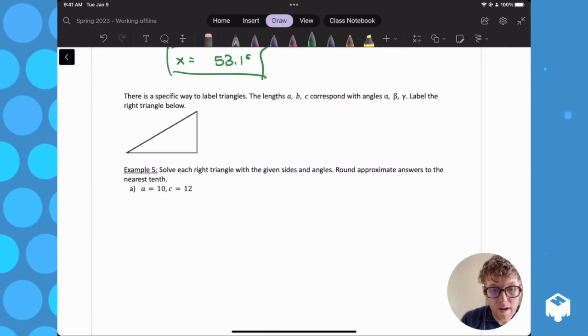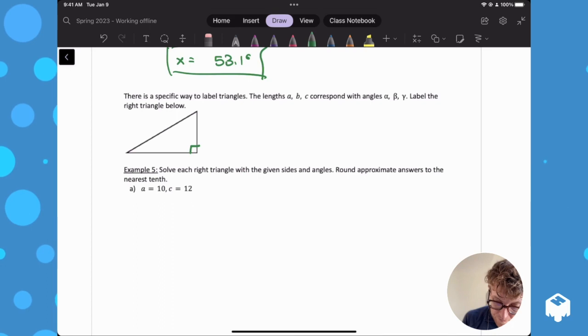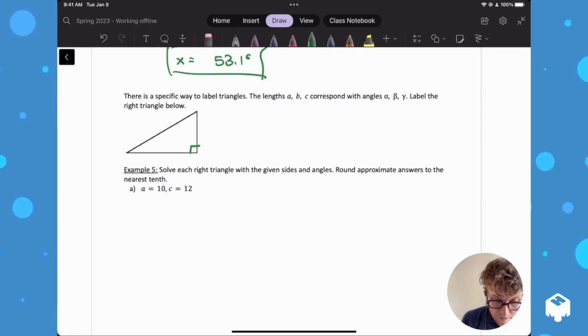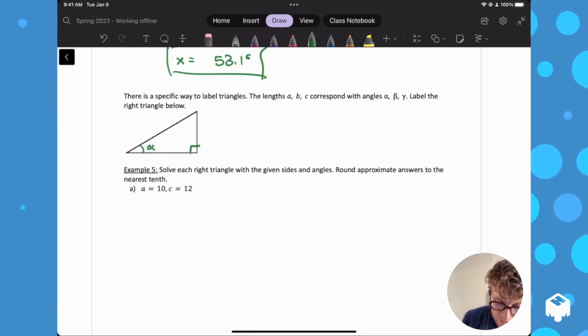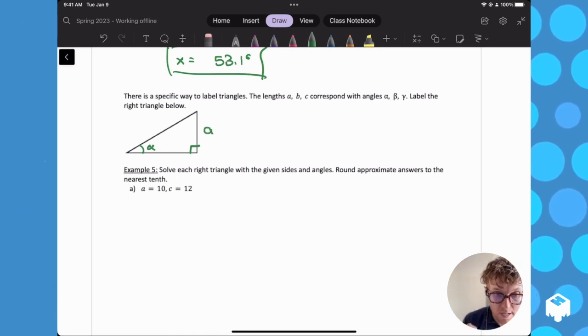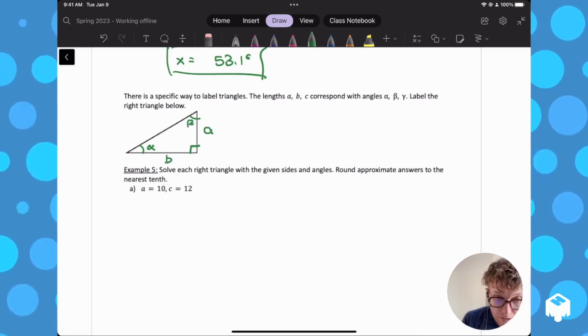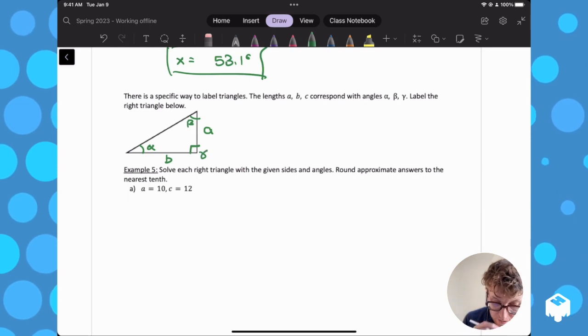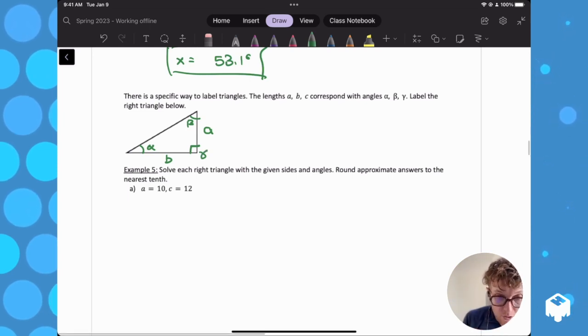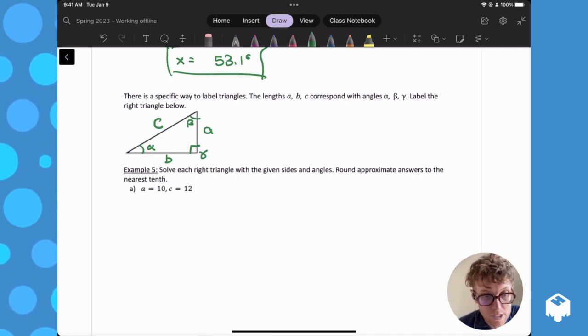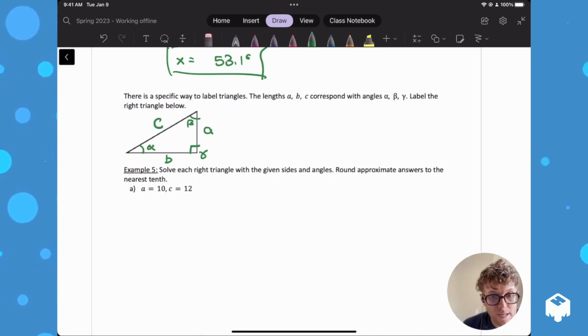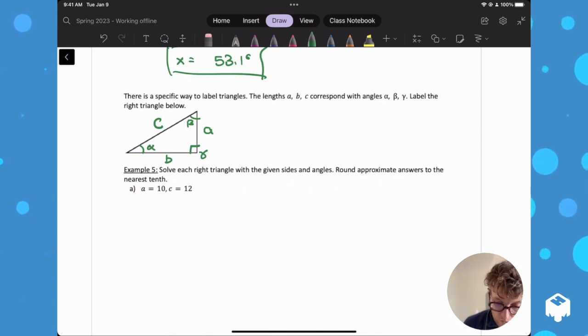So there is usually a specific way. We usually always let, if this is angle alpha here, then we'll make this side little a. If this is angle beta here, then this will be little b. If this is gamma here, then this right here will be c. And this is usually the standard way of setting up these triangles.